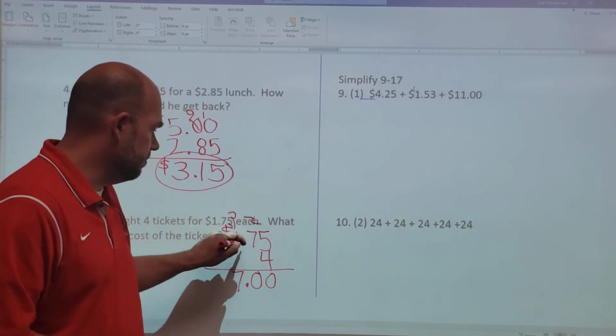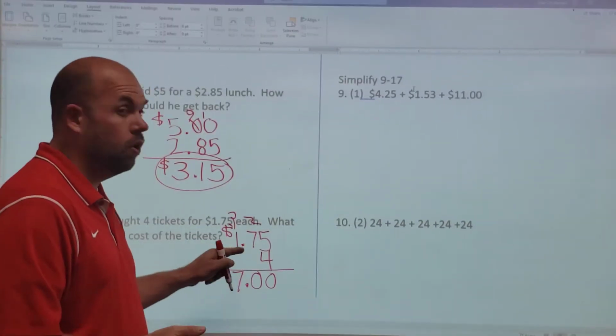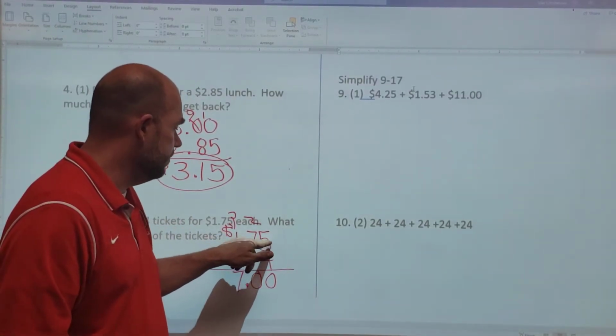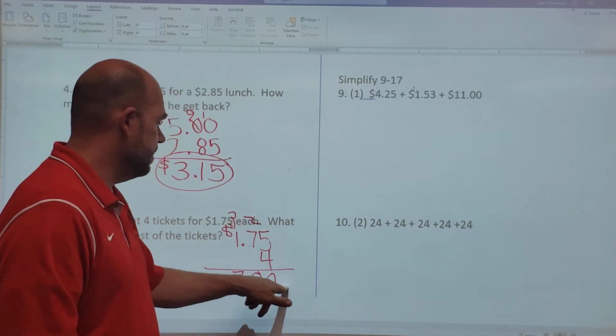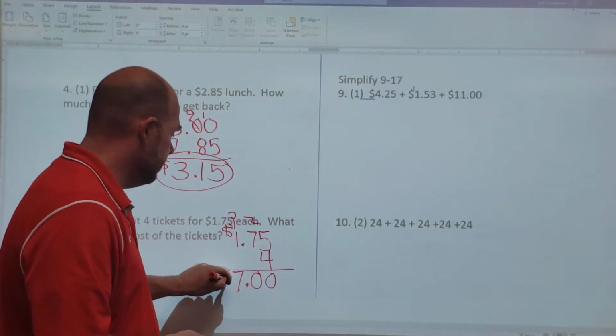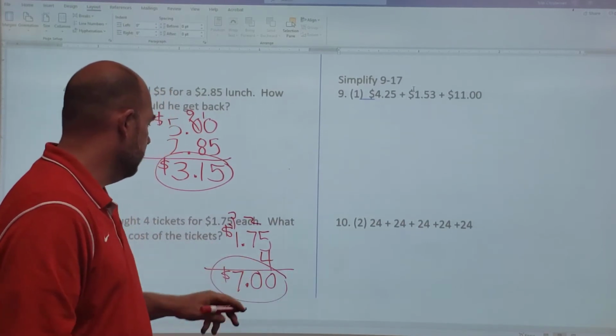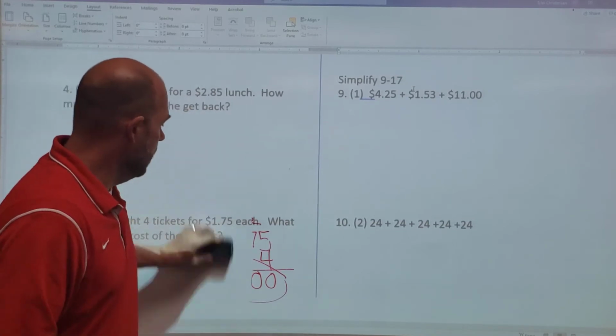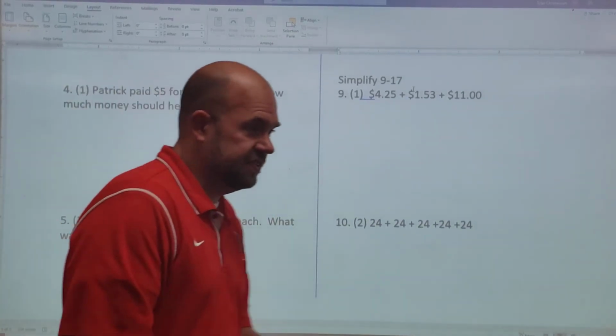Make sure you get that decimal, move it straight down. Or you can count the number of decimals total. There's 1, 2, no decimal on this one. So then you just come over 1, 2. That's where you set your decimal. And make sure you get that dollar sign, $7.00 for the tickets. All right, so that's number 5. Now let's scroll back up to get number 6 and 7.